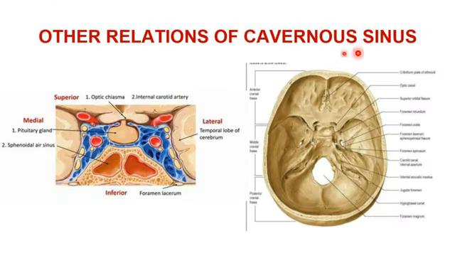The other relations of the cavernous sinus are, superiorly, optic tract, optic chiasma, olfactory tract, internal carotid artery and anterior perforated substance. Inferior relation is foramen lacerum and the junction of the body and the greater wing of the sphenoid bone. Medially, like I already mentioned in the previous slide, there is the hypophysis cerebri and the sphenoidal air sinus. Laterally, there is temporal lobe with the uncus. Below and laterally, there is mandibular nerve. Anteriorly, there is superior orbital fissure and the apex of the orbit, and posteriorly there is the apex of the petrous temporal and the crus cerebri of the midbrain.